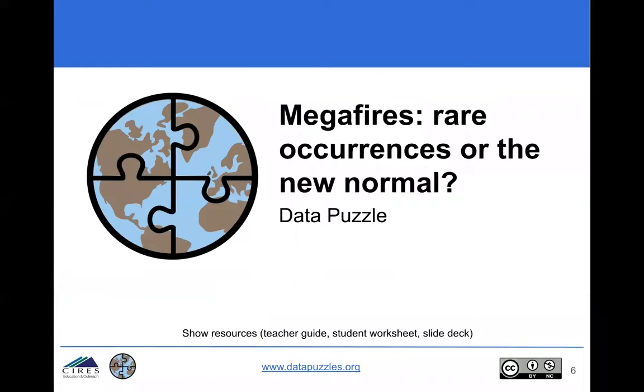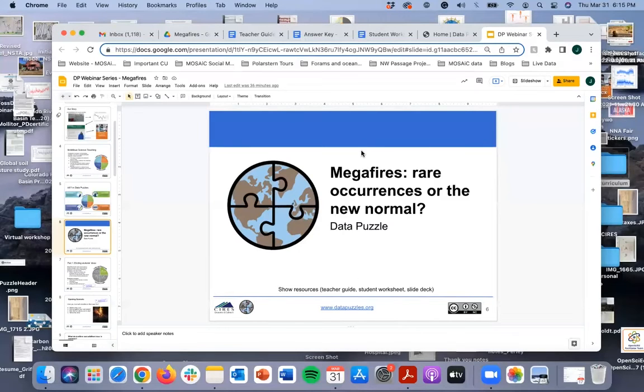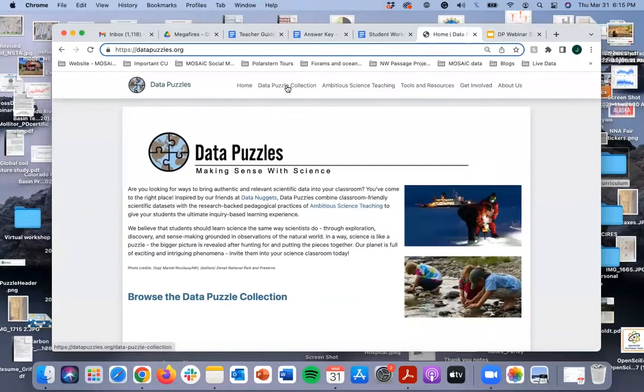So without further ado, let's get into it. Megafires, are these rare occurrences, or is this the new normal? Before we engage with the eliciting student ideas practice, the first practice in the data puzzle resource, I wanted to take us all quickly to the data puzzles website, and I'm going to add this into the chat right now.